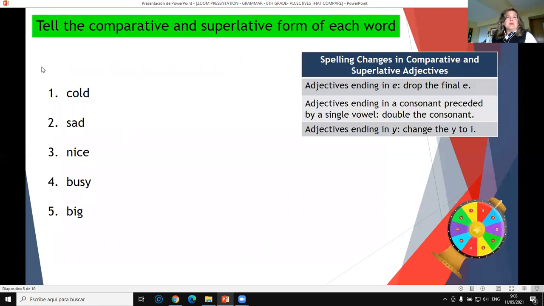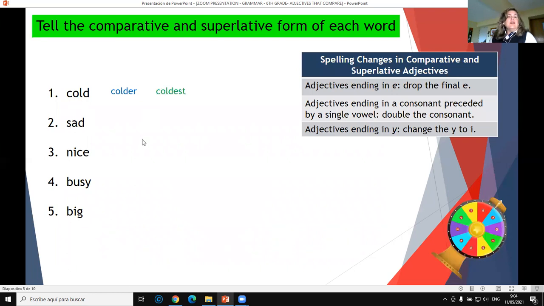So let's see some examples. Tell the comparative and superlative form of each word. The first one is cold, and here we have the guide, okay? So cold in a comparative form is colder, superlative form is coldest.